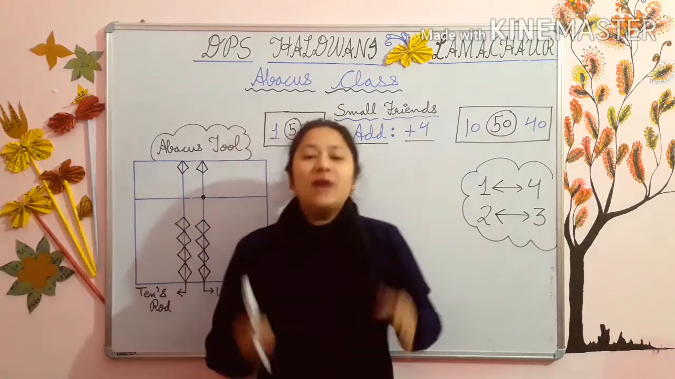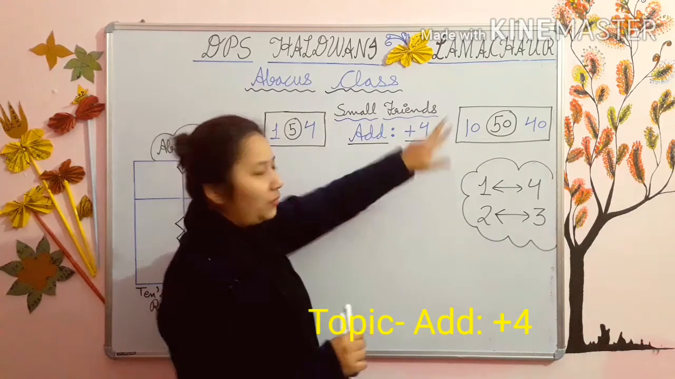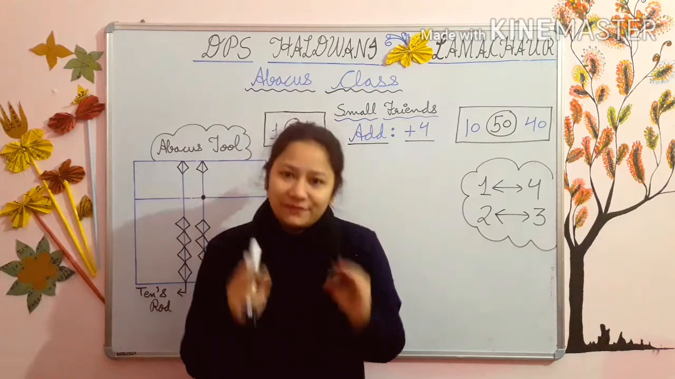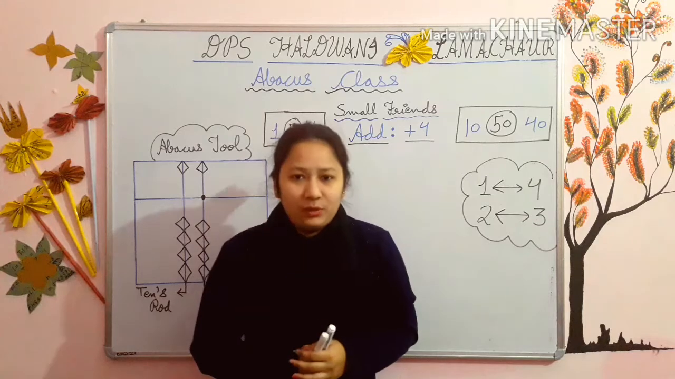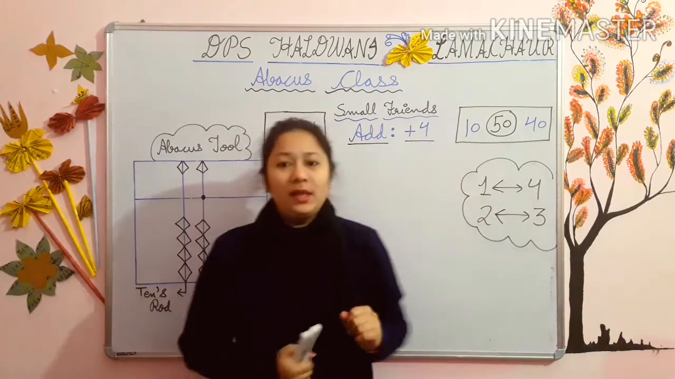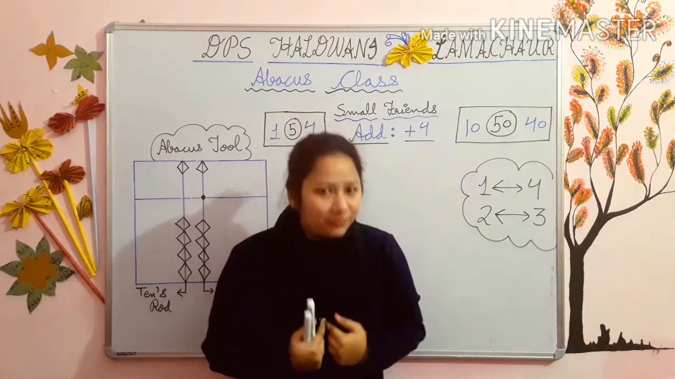So now students, our today's topic is plus 4. Now plus 4 in small friends. See kids, in my previous videos I have told you that 1 is the friend of 4 and 4 is the friend of 1. If I will be the friend of yours, then you will be the friend of me.